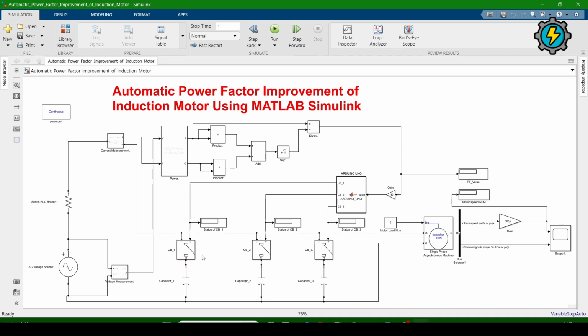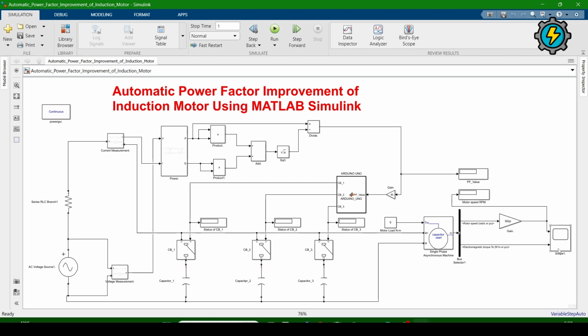Now we will understand from beginning to the last. First, here we have a source, and then we have an induction motor, asynchronous machine, and then these three are capacitor banks, and these are the circuit breakers, and these are displays which will show the status of the circuit breaker, whether the circuit breaker is on or off. And this is an Arduino function block, and this is gain, and these are the displays which will show power factor value and motor speed and RPM.